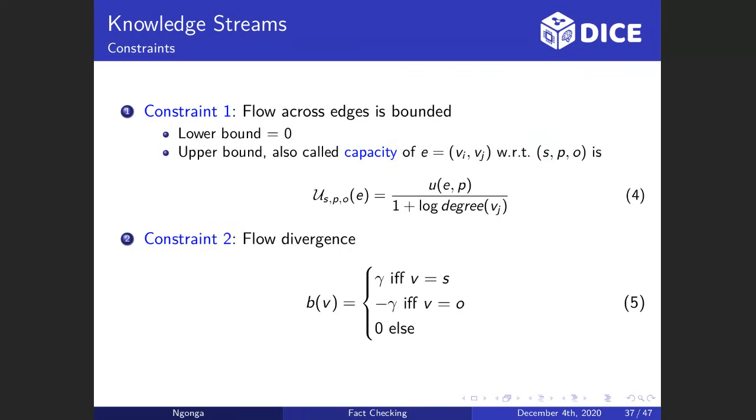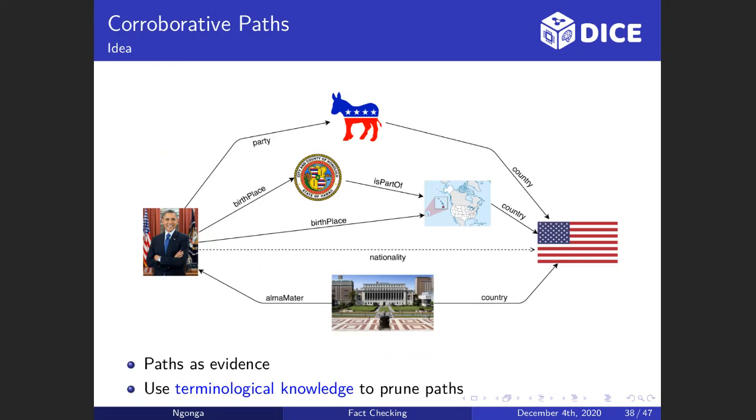Flow is bounded, that's pretty clear. Flow divergence basically is what I just told you with the negative and positive flows, as well as the zero for all the nodes which are not the source and the target. The capacity basically just reuses the equation from Knowledge Linker, which we talked about before. And yeah, when you do that, you can have significantly more information because you reuse the predicates as to whether there's enough information to actually claim that the fact is true or not. I'll show you some evaluation results in a second.